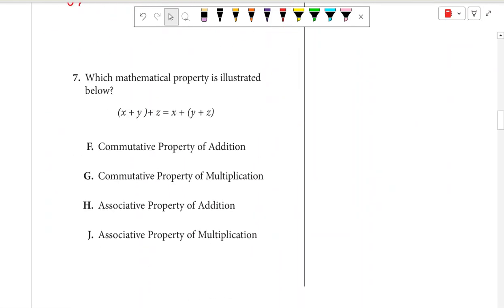Number 7. Which mathematical property is illustrated below? Let's look carefully. Here is the equal sign, and we notice that x is adding to the y first and then adding the z. Whereas on the other side, y is adding to the z first, then adding the x. But more importantly, we need to look at the order. It's x, y, z, and x, y, z. That makes this the associative property of, look at all the addition signs, addition. So be careful on the test that you're actually paying attention to what is happening.